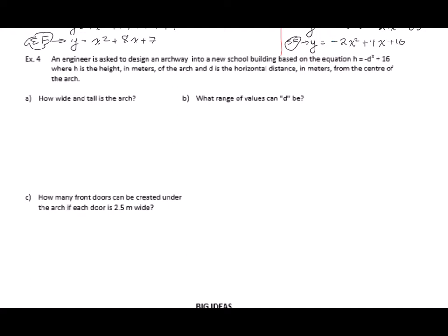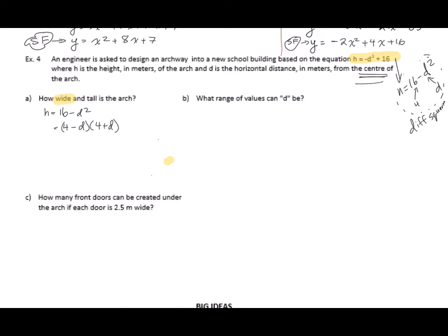Now let's go back to the problem and identify some stuff that might give you guys some issues. So, the engineer is asked to design an archway into a new school building based on this equation, where h is the height in meters and d is the horizontal distance in meters from the center. Now, because that's from the center, this gives us a hint. When we're talking about the hint, this might mean the AOS, the axis of symmetry of the parabola.